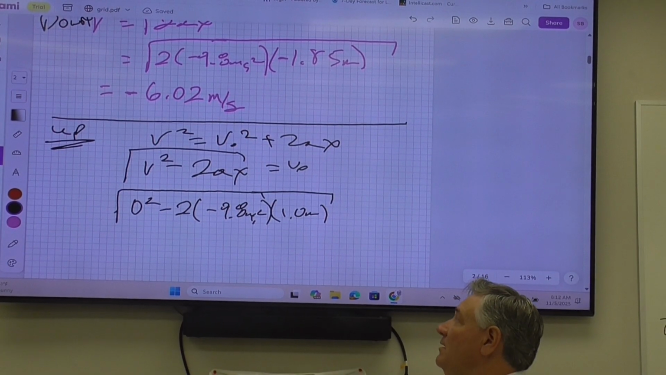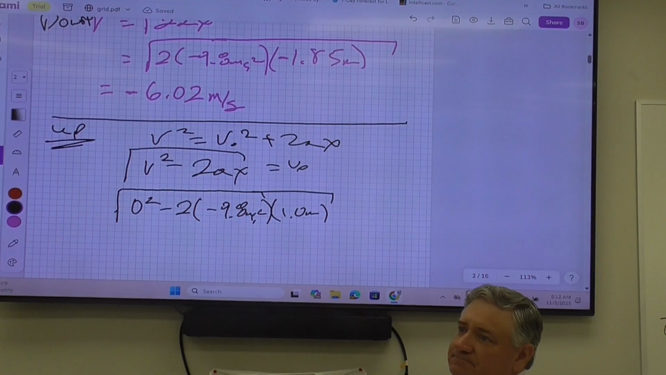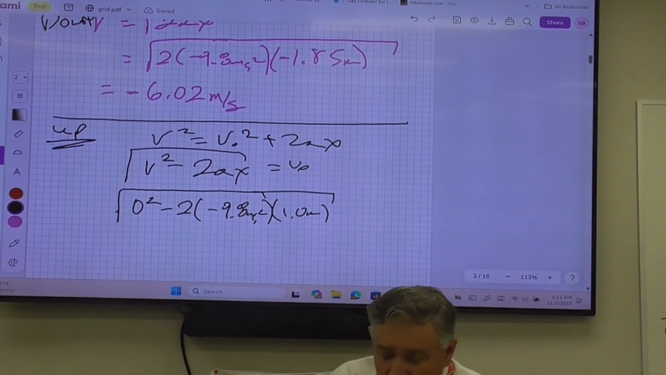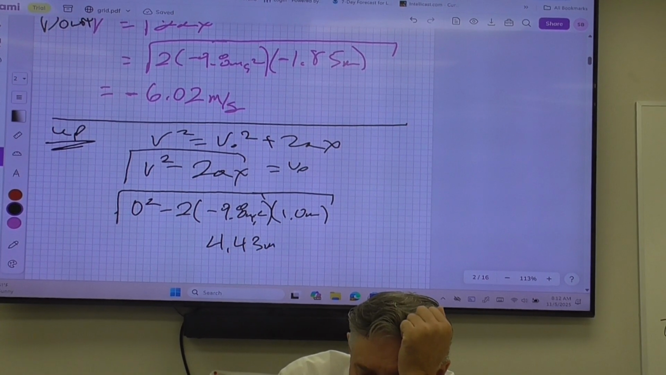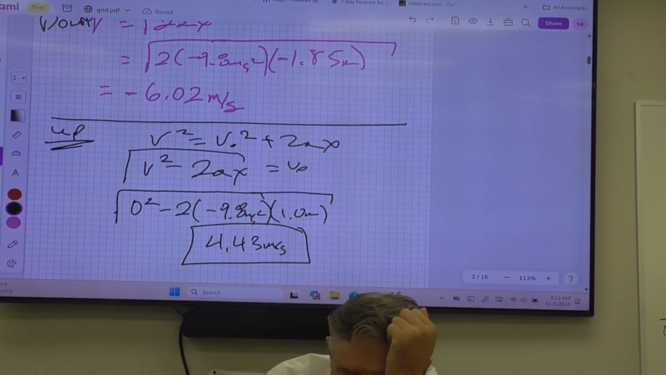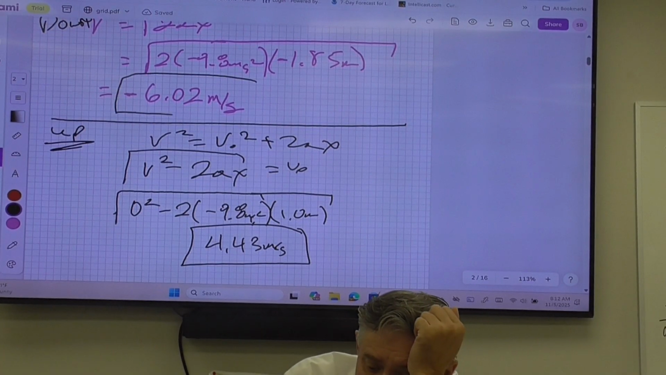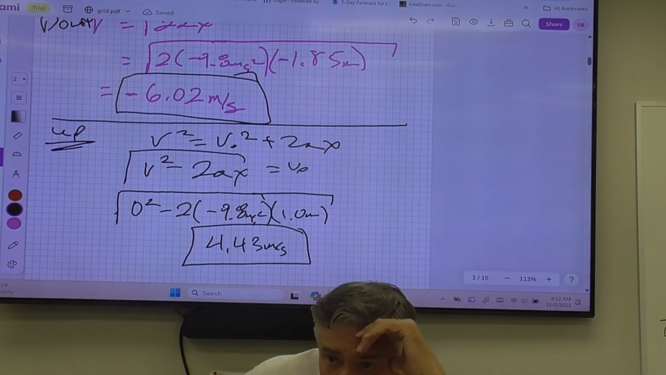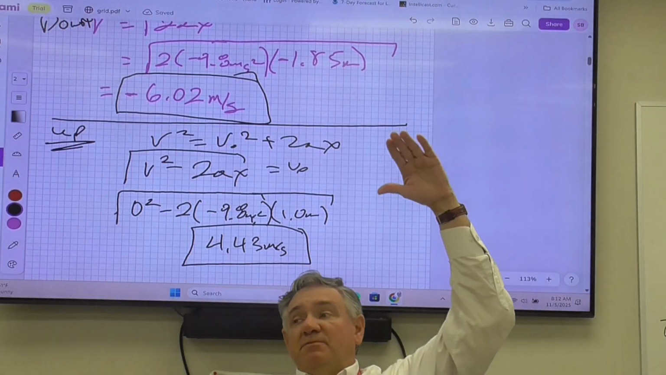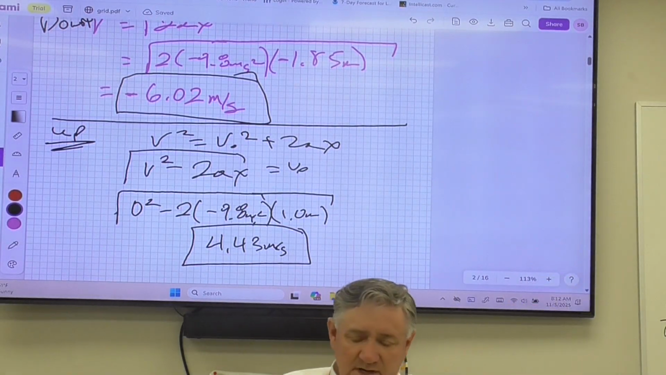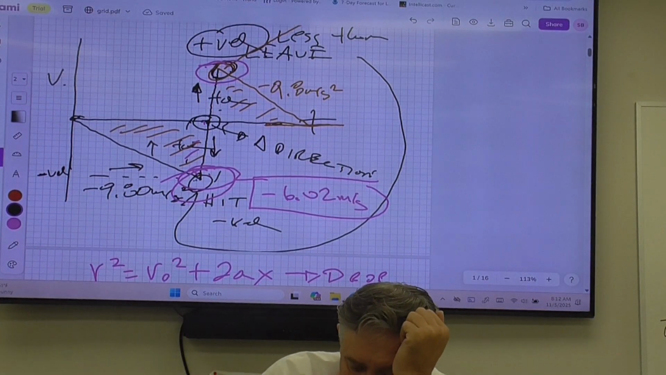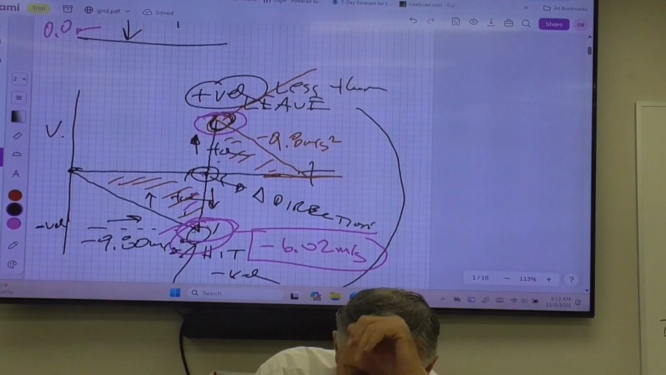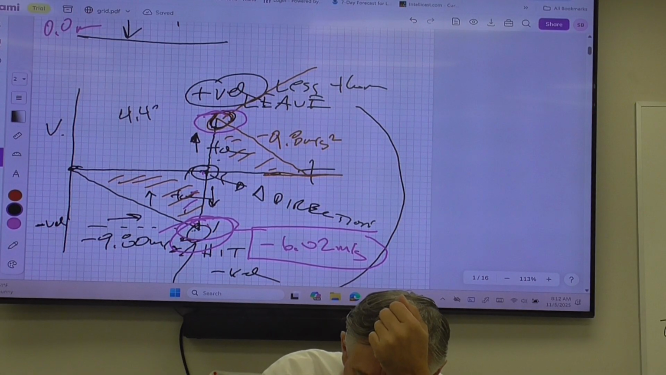So, run the numbers, what do you get? I got 4.43 meters per second. Yeah, that sounds about right. Now, does that fit with what we said was going to happen? Yes, it's a positive value, but it's less than when it hit. So this is going to be up here.